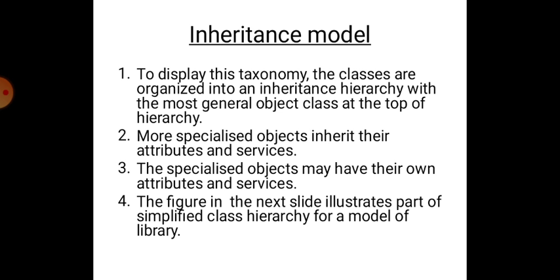Students, yesterday we have seen one diagram where you have checked a part of a class hierarchy for the library. In that diagram, in the superclass there is a library item. Below that you have sub items like published item and recorded item. So this library item is the parent class, and published item and recorded item are subclasses. Point number 4. The figure in the next slide illustrates part of the simplified class hierarchy for the model library.